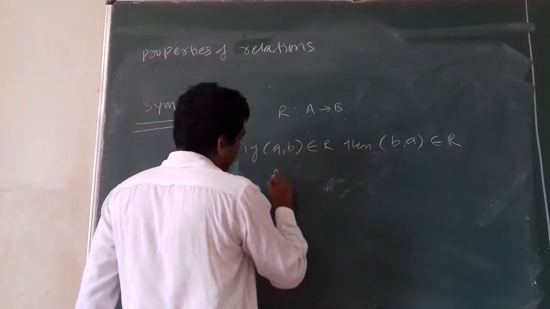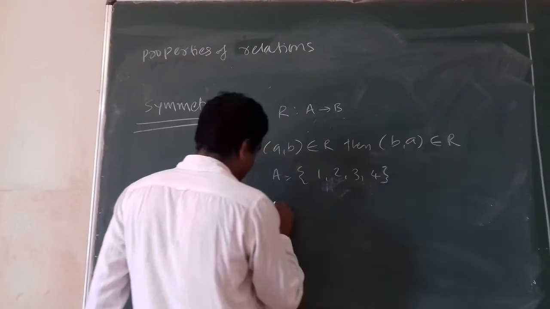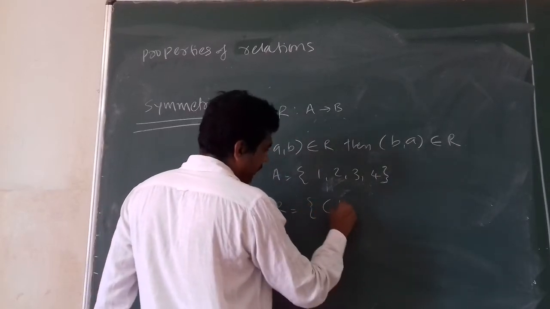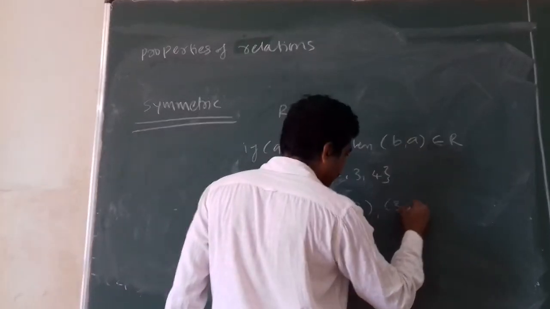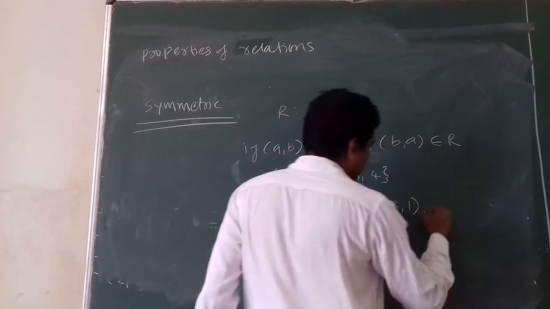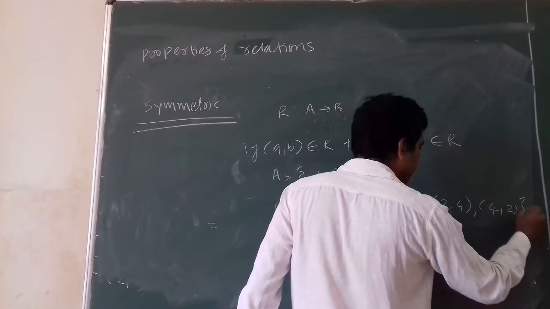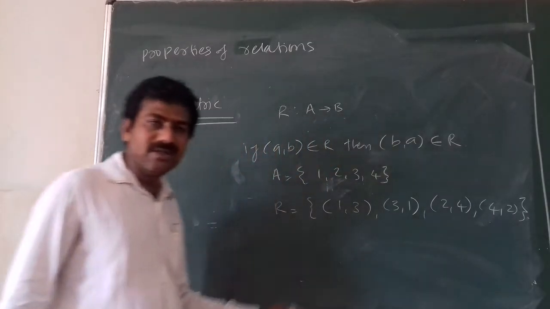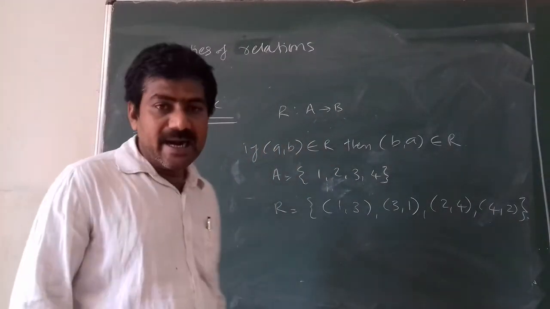So say we have the set 1, 2, 3, 4, and R is the relation. If you are writing (1,3), then to make this relation symmetric, (3,1) should also be there in the relation R. If (2,4), then (4,2) also should be there in R. So this is the symmetric relation. Okay. Now we'll see the anti-symmetric.